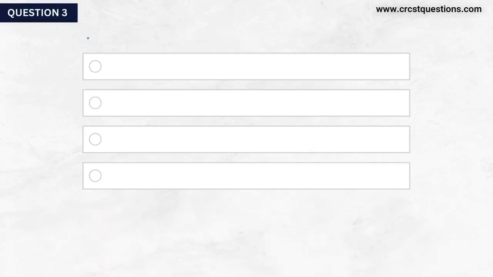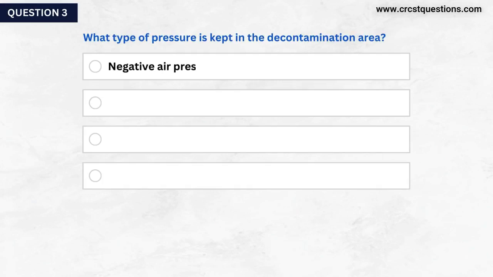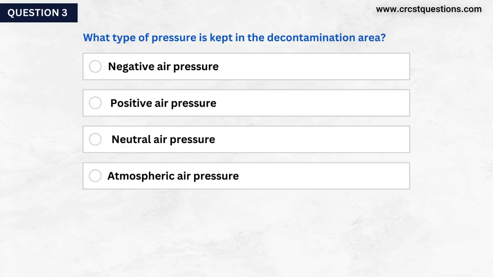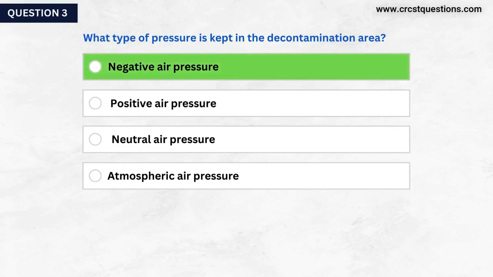Question 3. What type of pressure is kept in the decontamination area? Negative air pressure, positive air pressure, neutral air pressure, atmospheric air pressure. The correct answer is negative air pressure.